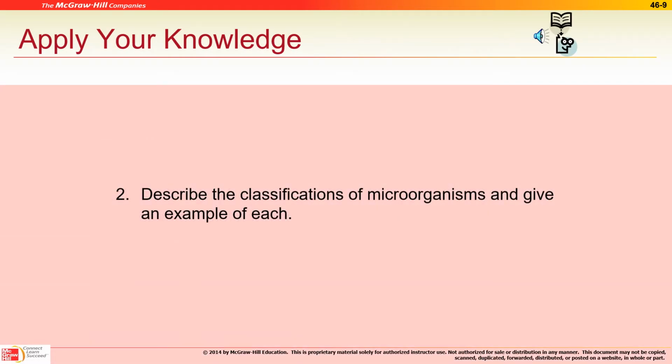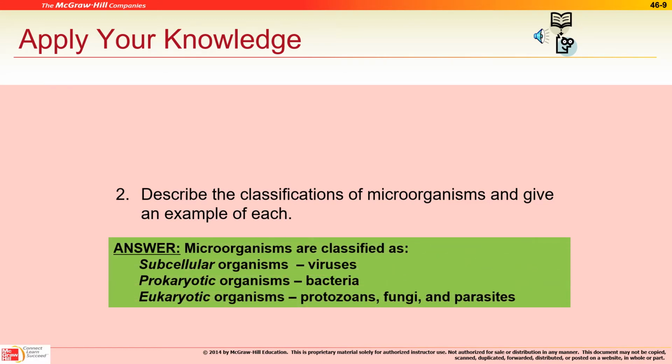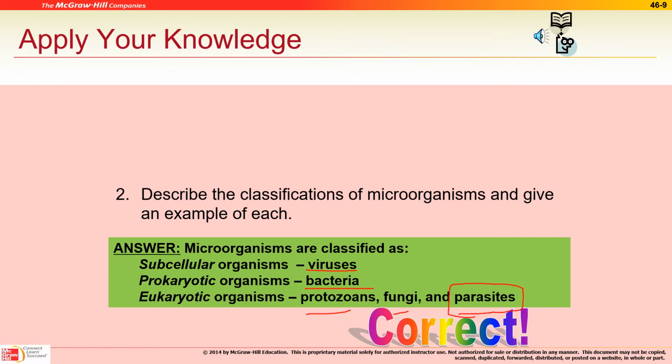Ooh, question 2 first, I guess. Describe the classification of organism and give an example of each. So what are they asking for? Subcellular, prokaryote, and eukaryote. So subcellular would be virus. Prokaryote would be bacteria. And then eukaryote would be fungus. There you go. So virus, subcellular. Prokaryote, bacteria. And then everything else, protozoan, fungus. Parasites are multicellular. So we'll call those infestations, whereas these would be infections.